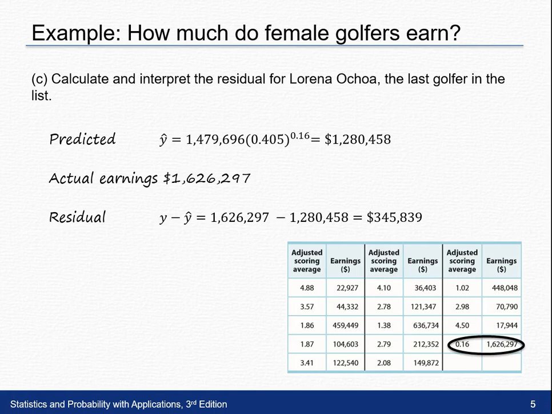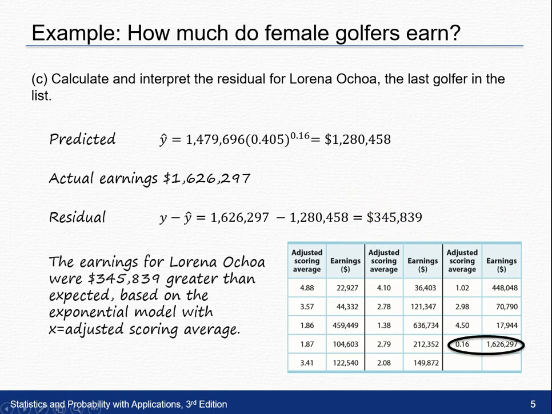So what we can see from this is that she actually earned more than we expected. So the earnings for her were $345,839 greater than we expected based on this exponential model, where we did use x as the adjusted scoring average. If you'd like to do another problem practicing with the exponential model, you can try exercise 5 in your text.